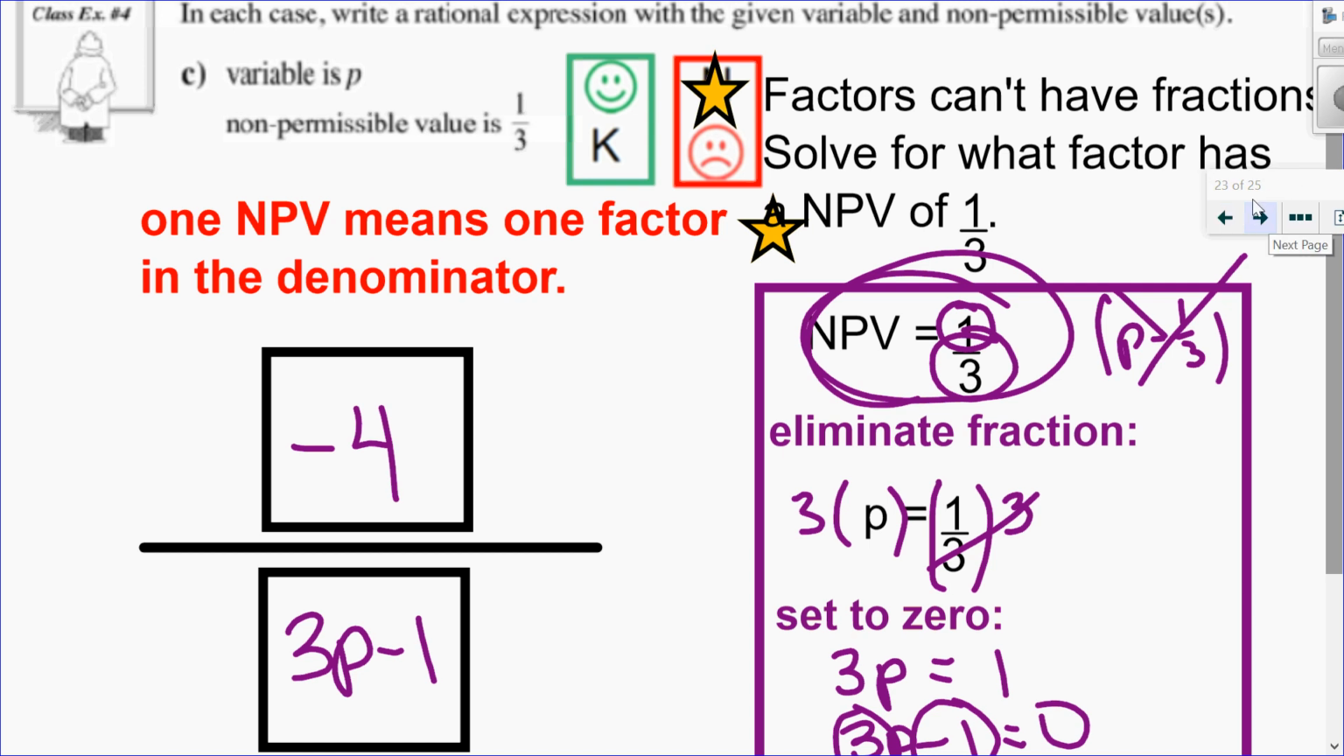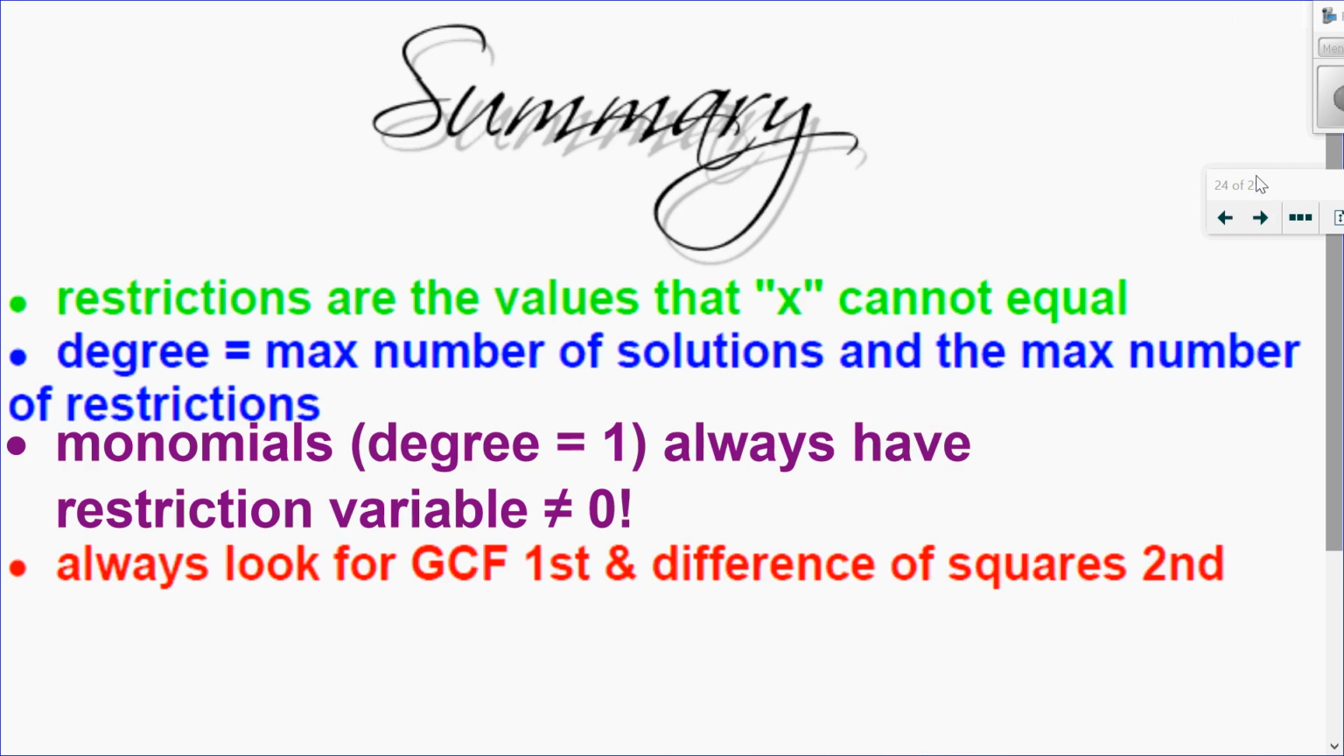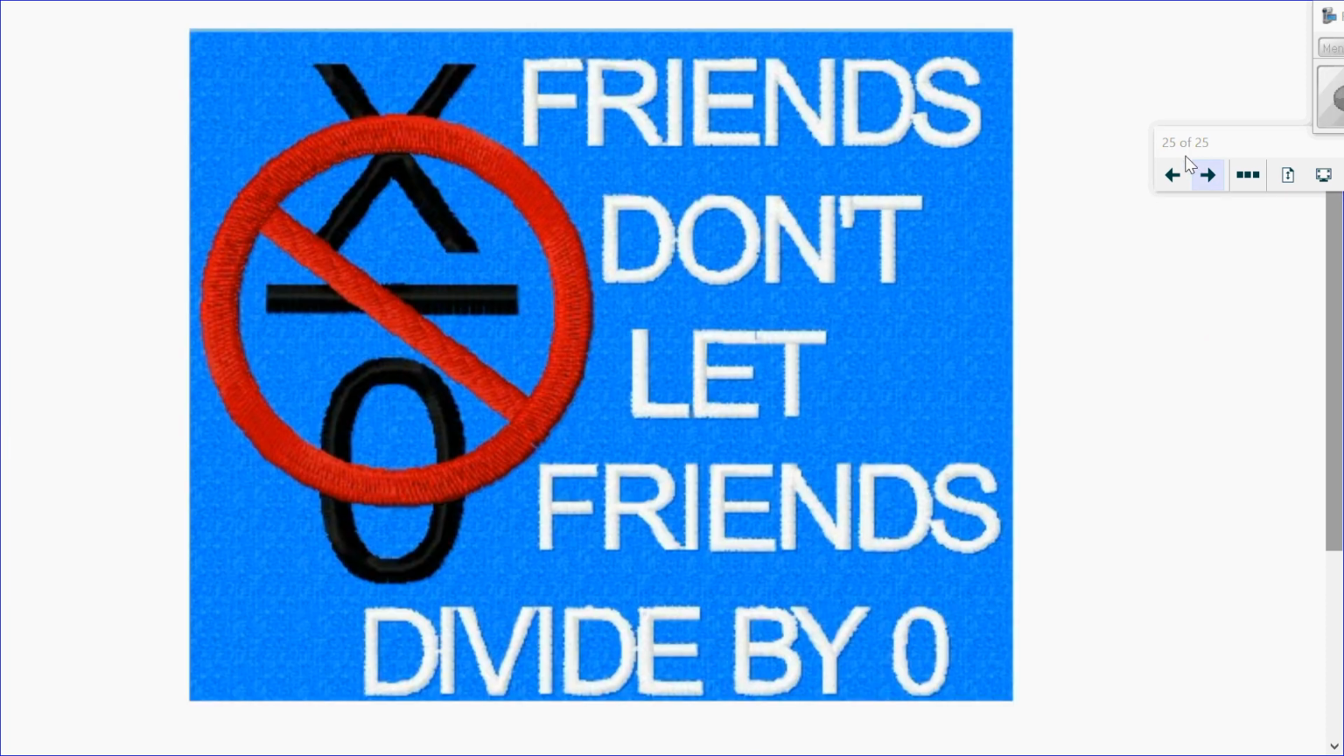No fractions over fractions. So to summarize my lesson, restrictions are the values that x cannot equal. The non-permissible values are just those values of x by themselves. The degree is the maximum number of solutions and the maximum number of restrictions. Monomials of degree 1 always have the restriction that the variable can't equal 0. When you're factoring, I always want you to look for your greatest common factor first and the difference of squares second. The most important thing with fractions is your non-permissible values, because friends don't let friends divide by 0.